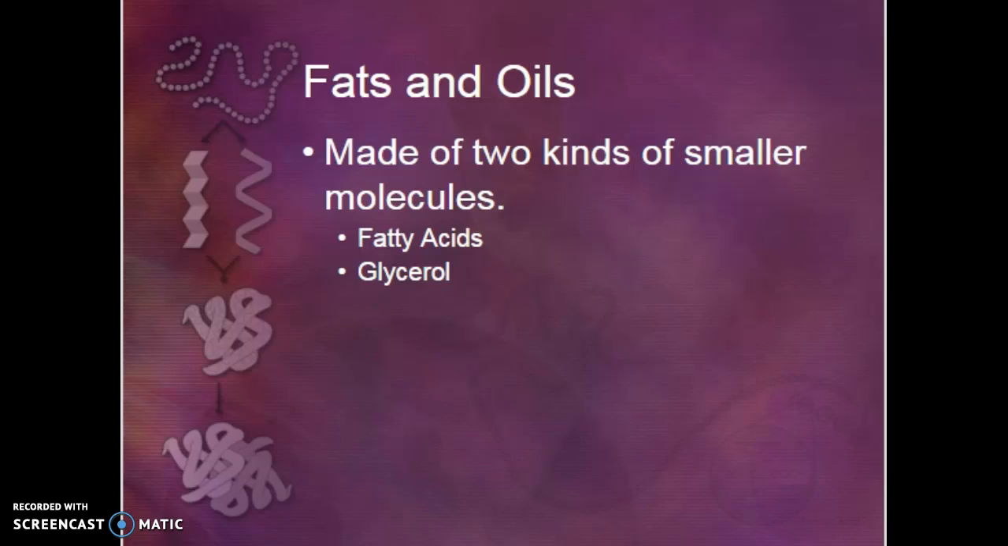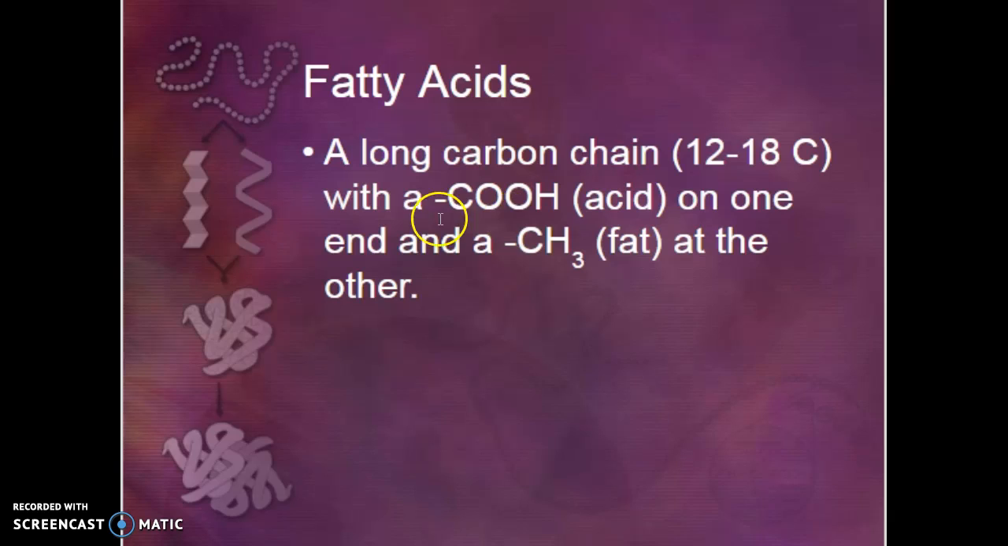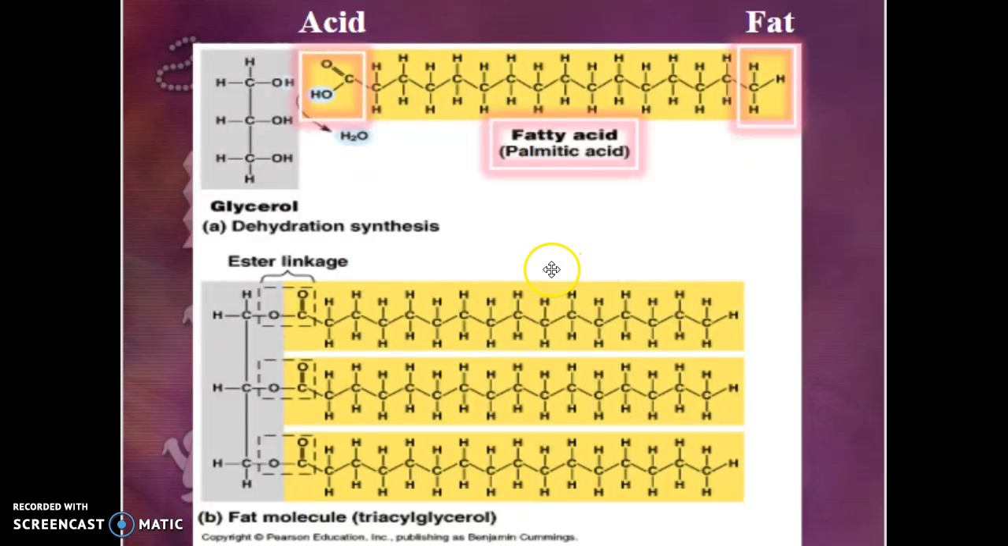They're made of two kinds of smaller molecules, fatty acids and glycerols. A fatty acid is going to be a long carbon chain. You see 12 to 18 carbons with an acid at the end. And the other end is going to have a CH3, which is very typical of a fat. So we end up with a fat on one end and an acid on the other. You can see here we've got three that are linked, so now we've got a fat molecule, triglycerol.